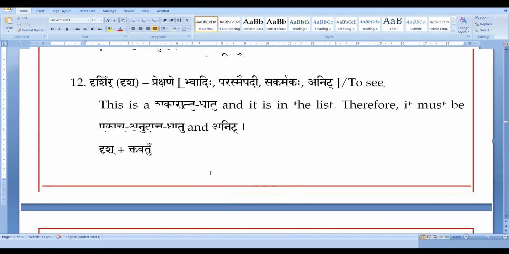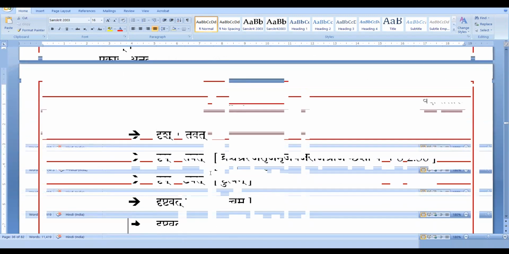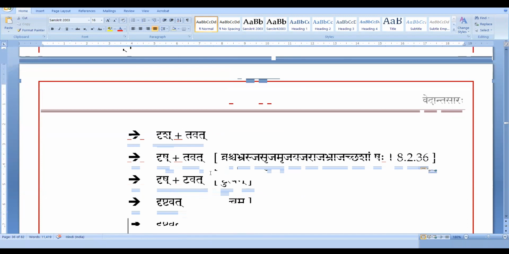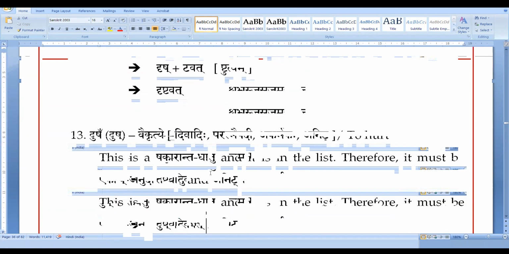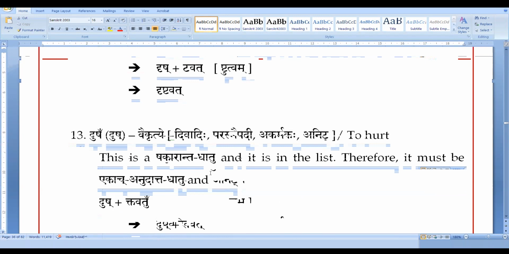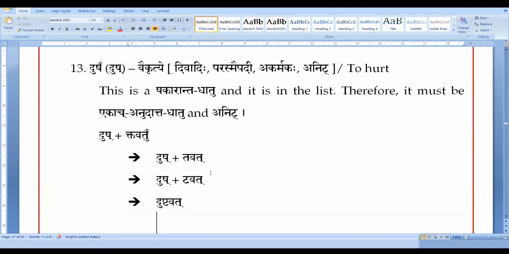So here, just to take this alone. Then drish dhatu. Drishir is a dhatu whose content is drish. From that only we get pashyati. Shakaranta dhatu. It is very well there in the list. Therefore, we can infer it must be ekach anudatta dhatu and anit. So no itagama, therefore drishtavat, drishtavan, drishtavantau, drishtavantaha, you get. Drishtaha, drishtavan. Then dush dhatu. Shakaranta dhatu. It is in the list. Therefore, it must be ekach anudatta dhatu and anit. Here also dushtavat. Only shtutvam happens.